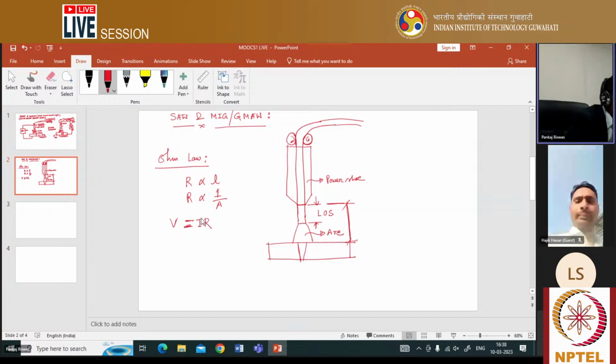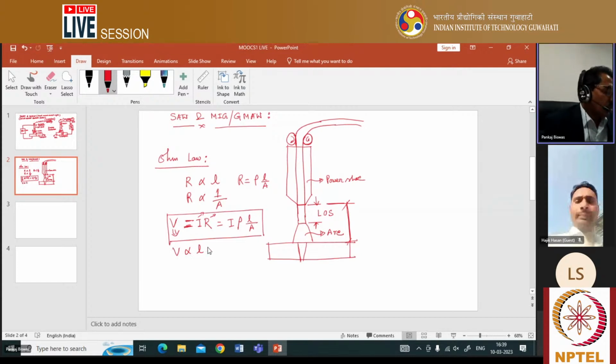Voltage is equal to current into resistance. Here R is called resistance and V is called voltage. From here you can observe that voltage is I into R, and when you make R equal to rho L by A, rho is called resistivity. You are very well familiar with these things, so I am not going into details. So V is equal to I rho L by A. So the voltage of anything depends on what? Voltage is directly proportional to length.